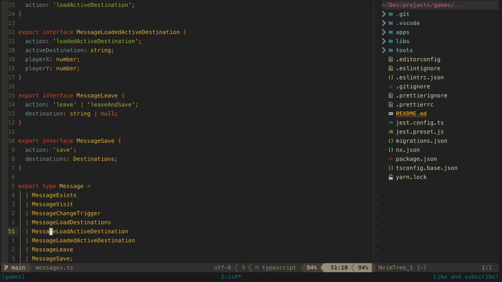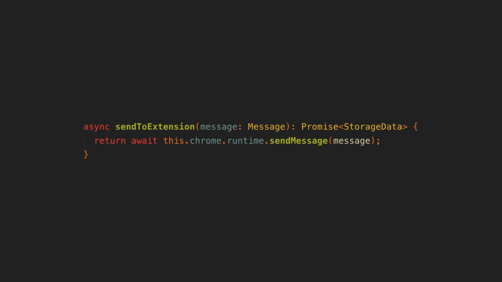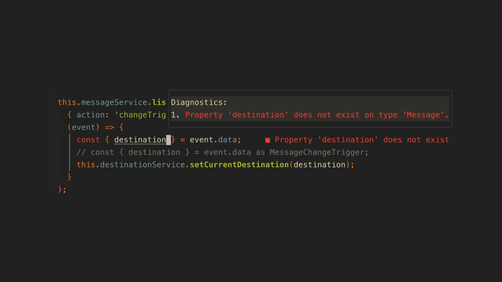I can give something the type of message, and TypeScript will be happy as long as it satisfies one of these specific message types. So if I have my method that is responsible for sending messages, I can give the parameter a type of message to make sure valid data is being sent. So this deals with the data being sent out, but there is another TypeScript concept we can utilize here for when the data is coming back.